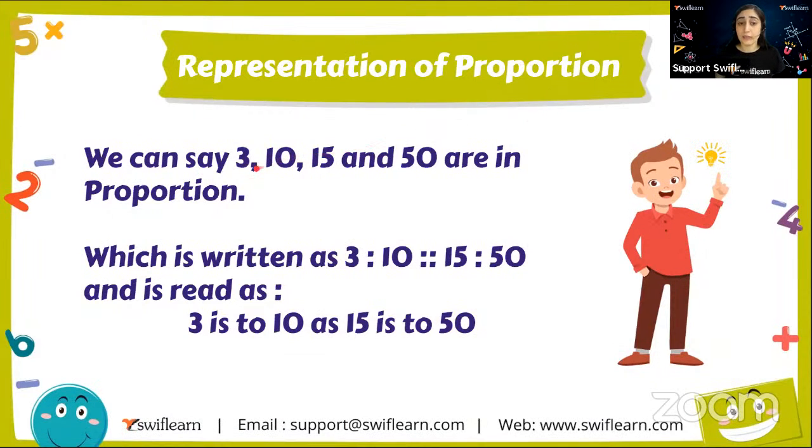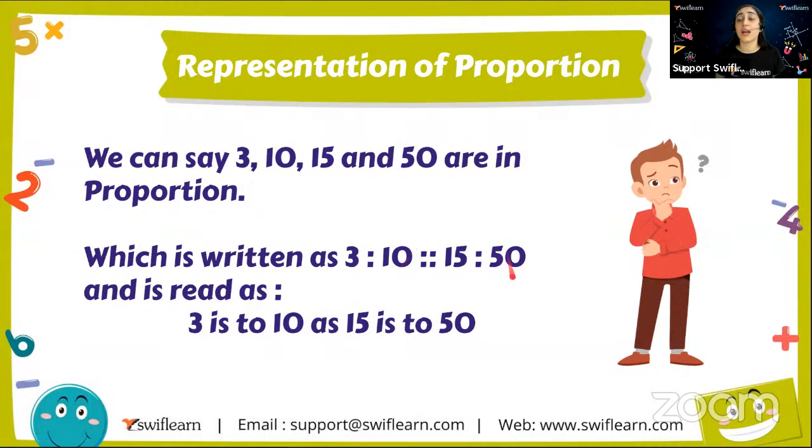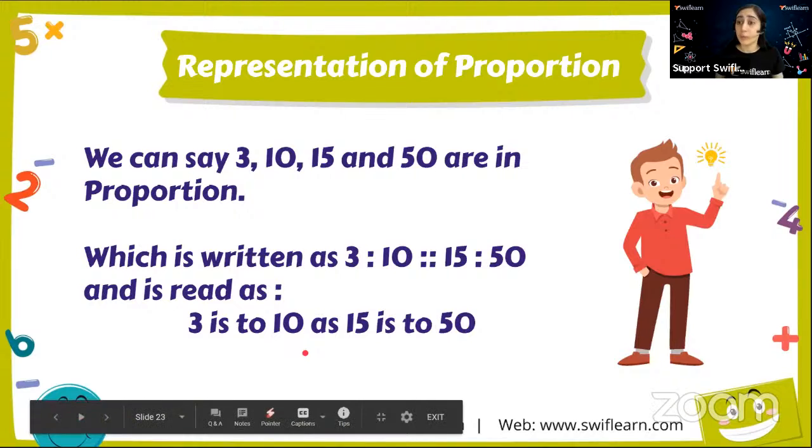See, we say 3, 10, 15, and 50 are proportional. How? We know the first two are written in the form of ratios. 3 is to 10 as 15 is to 50. See, that is how we read it. 3 is to 10 as 15 is to 50. If these two ratios are the same, we call it a proportion, and we read it in between as "as".